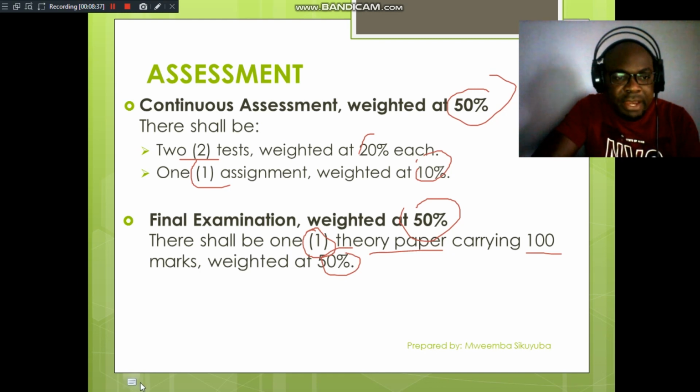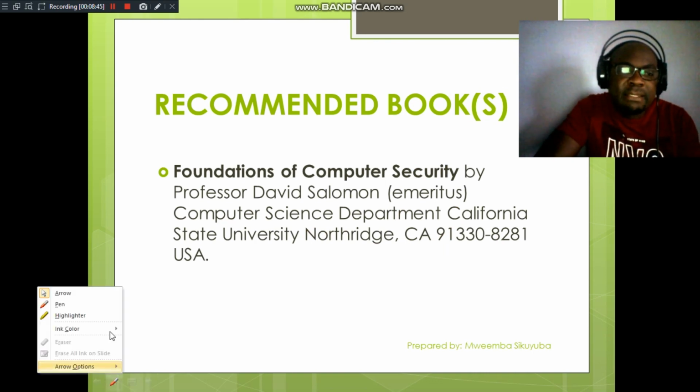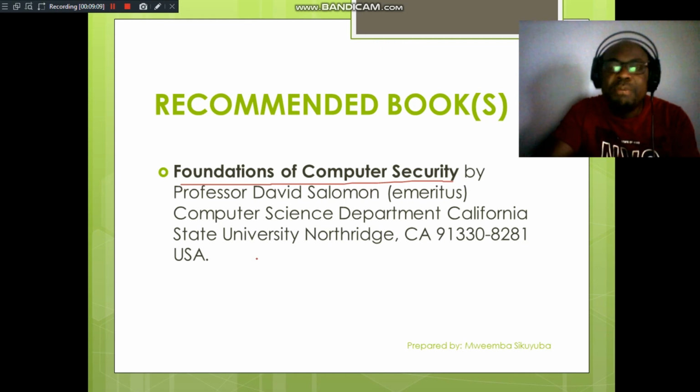Lastly but not least, this is our recommended textbook for this course. I will be able to share the course book, which is Foundations of Computer Security by Professor David Solomon. This is the book that you are going to be availed with, and you are going to look at it in much more depth.